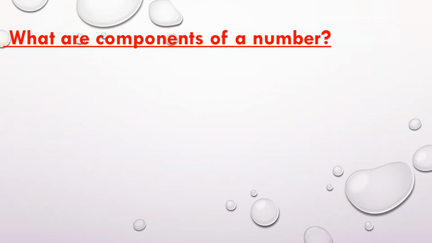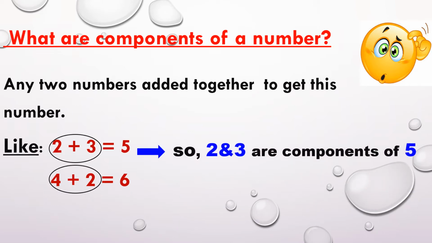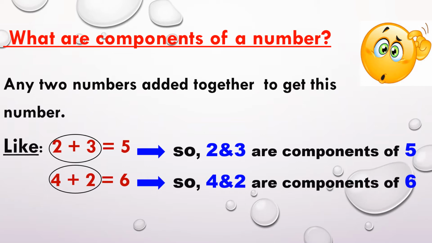What are components of a number? Any two numbers added together to get this number, like 2 plus 3 equals 5. So, 2 and 3 are components of 5. 4 plus 2 equals 6. So, 4 and 2 are components of 6.